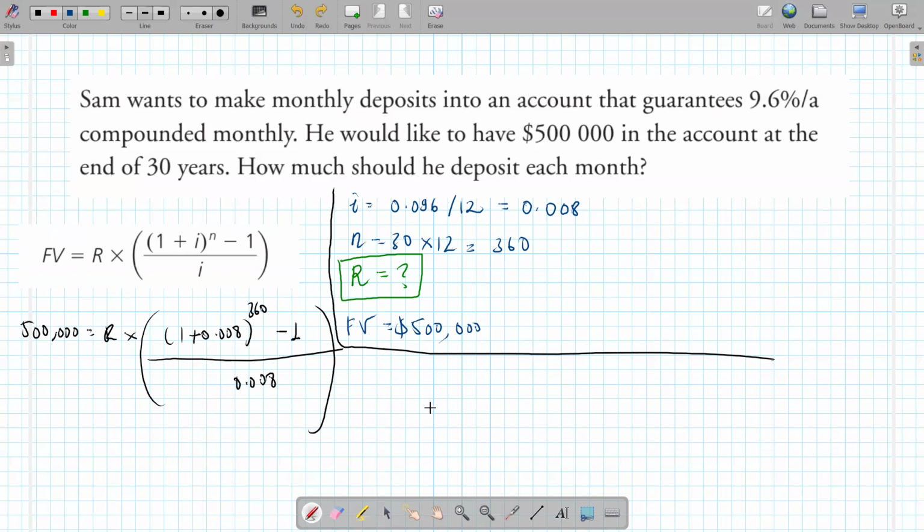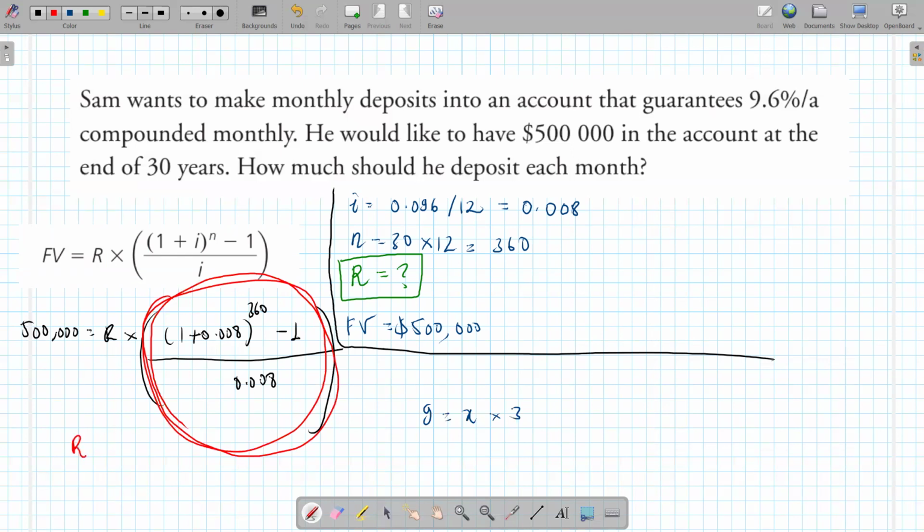It's just a linear equation, actually. It's the same thing as saying 9 equals x times 3. You just divide both sides by 3. Here you divide both sides by this bracket. So let me plug this bracket into a calculator. Whatever I get, I will divide 500,000 by that, and that is going to be our R value. Okay? So it's not too tricky. We just plug this in. 1.008 to the power of 360 minus 1, divided by 0.008. And whatever I get, I'm going to divide 500,000 by that.